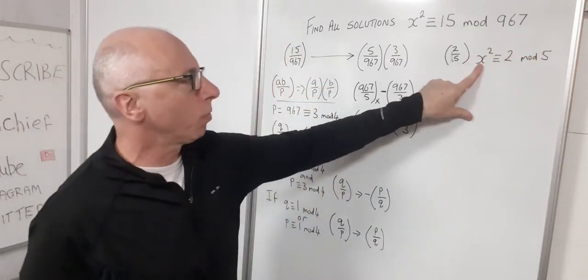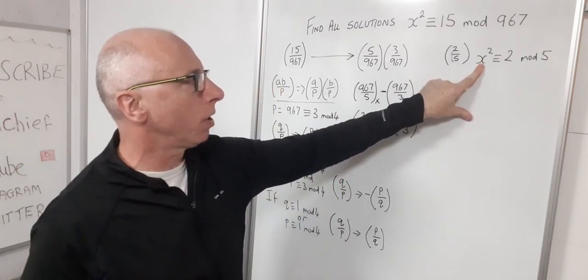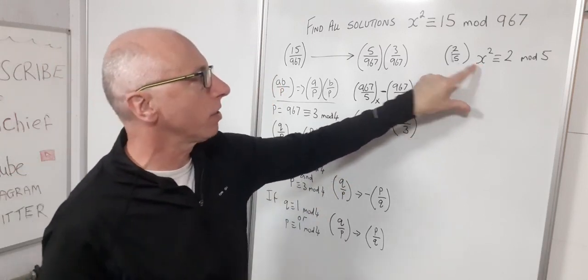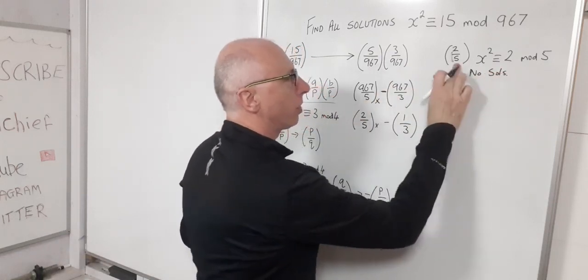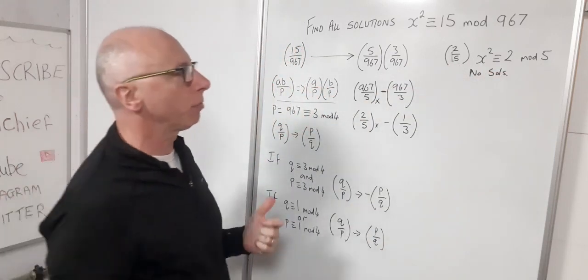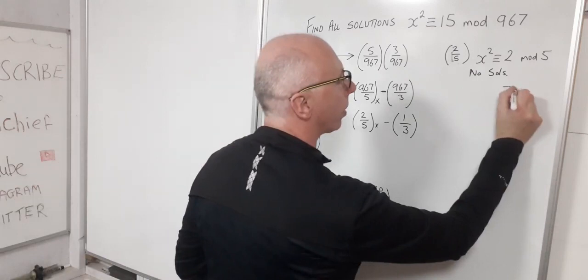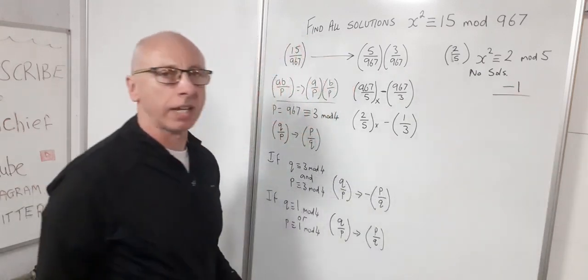Well, 1 won't work, 2 won't work, 3 won't work, 4 won't work, 5 won't work. So there are no solutions. So the result of that will give us a Legendre symbol result of -1. So that will take care of that.